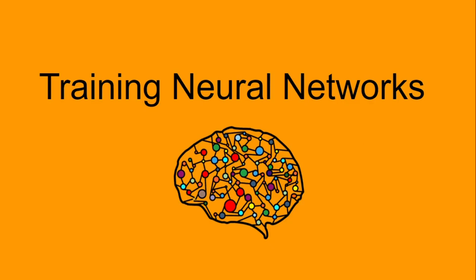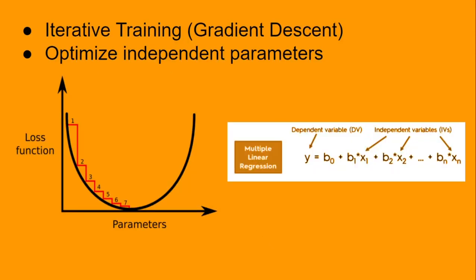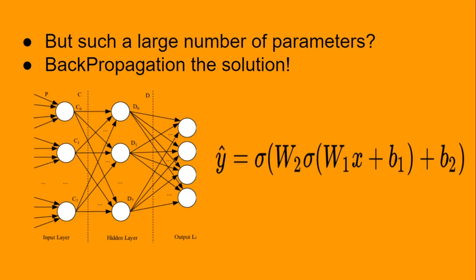Welcome. In this section, we'll go through the concepts involved in training a neural network and the problems faced. We'll also see how we can tackle these problems. Do you remember that we have a method for training machine learning algorithms? It's gradient descent, an iterative training algorithm which optimizes the parameters. But why can't we use this algorithm in the case of neural networks?